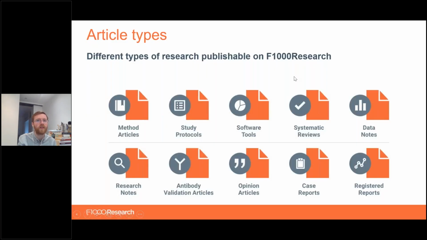So there are a huge amount of different types of research published on F1000 Research. Obviously, the type of research output that I think we're all most familiar with across disciplines is the standard research article. But as a company, as a publishing platform, we're very committed to the idea that as much as possible, all different varieties of research output should be able to be made accessible to the wider research community, and that they should also be quality assessed through peer review.